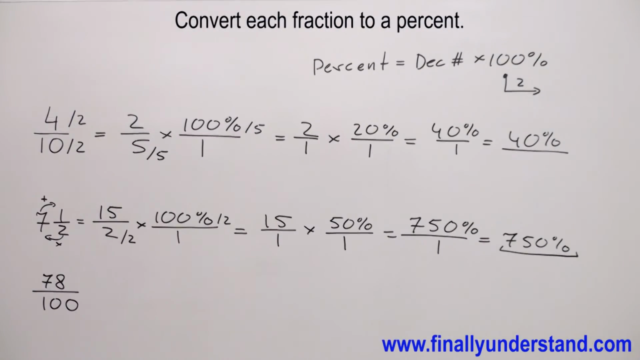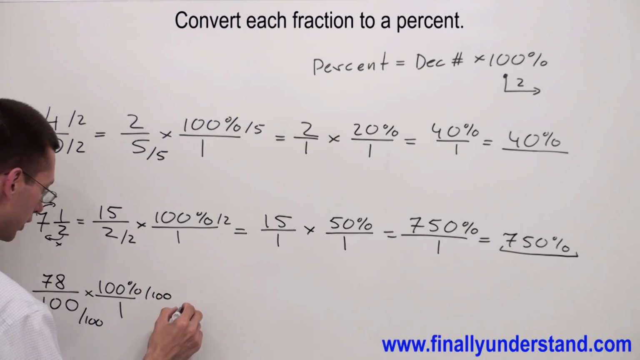Let's take a look at this example. Remember, anytime we are converting a fraction to a percent, we have to multiply the fraction by 100%. But notice that we have 100 in the denominator. So this makes our problem very simple. Because if I'm going to multiply this fraction by 100% over 1, I can reduce this denominator with this numerator by 100, right?